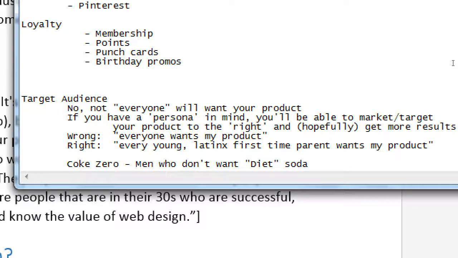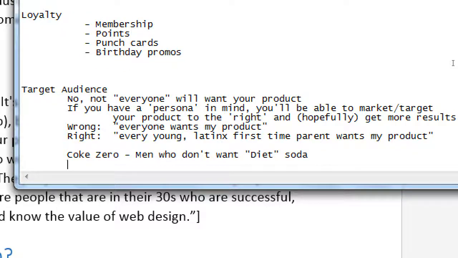Anything else? Maybe just an opinion. I think this product is marketed to this audience. I can't think of any two. It's too early. But target audience.